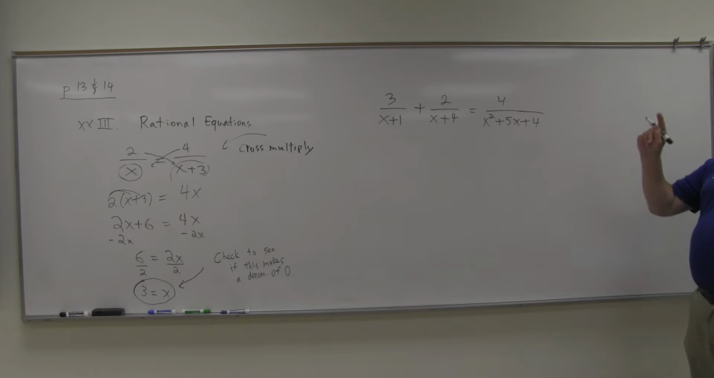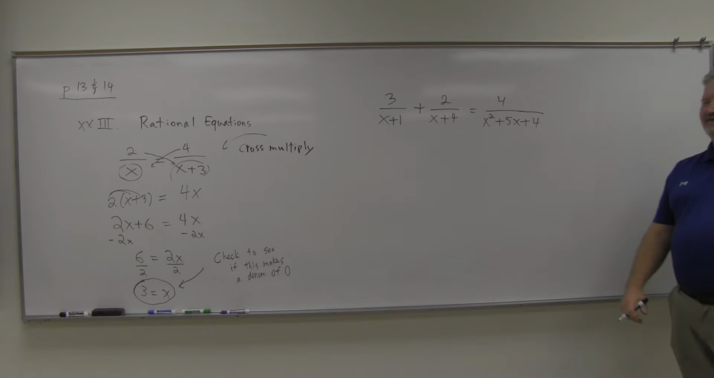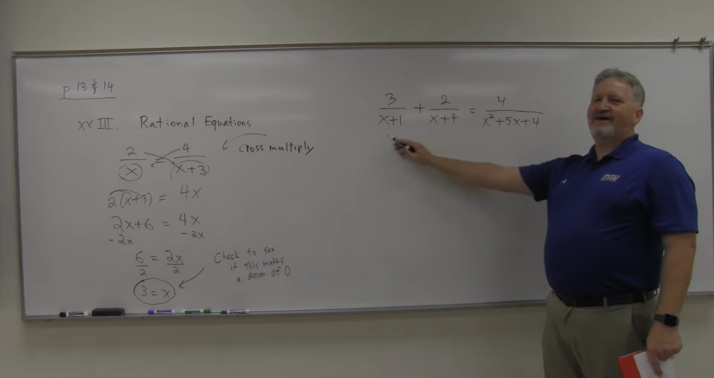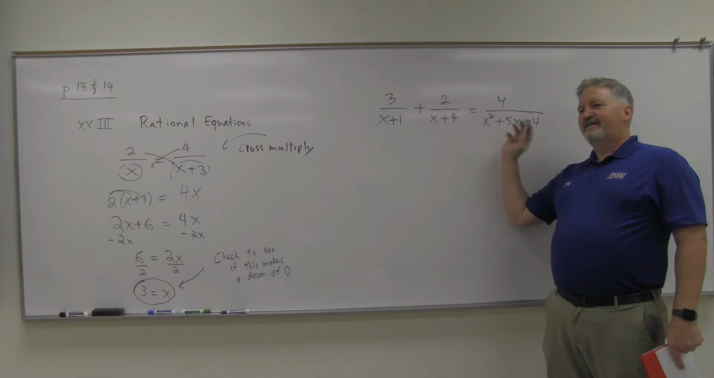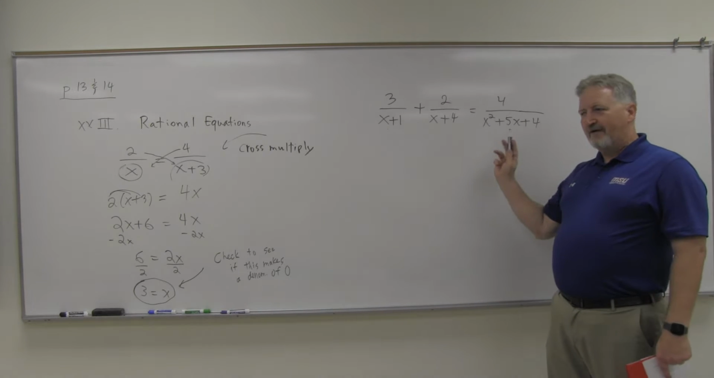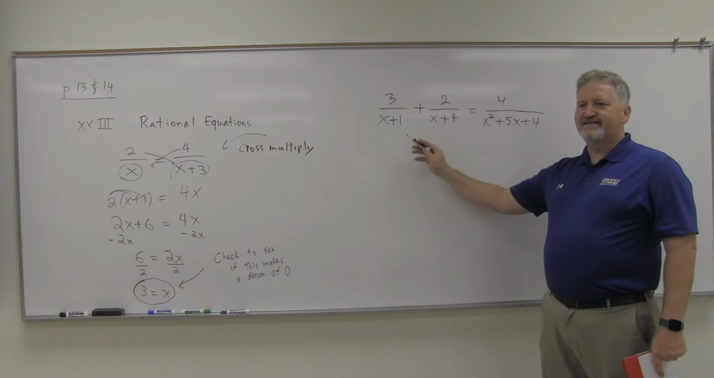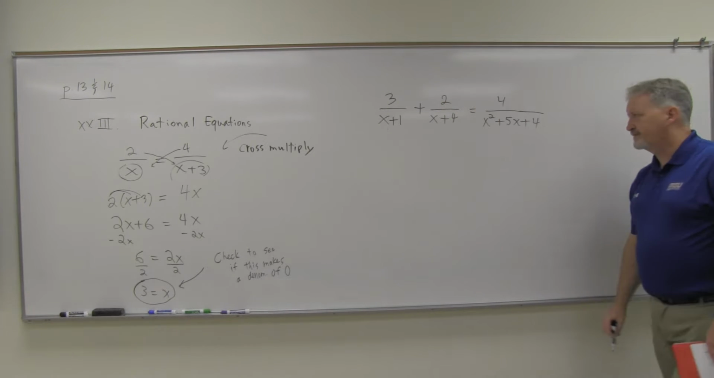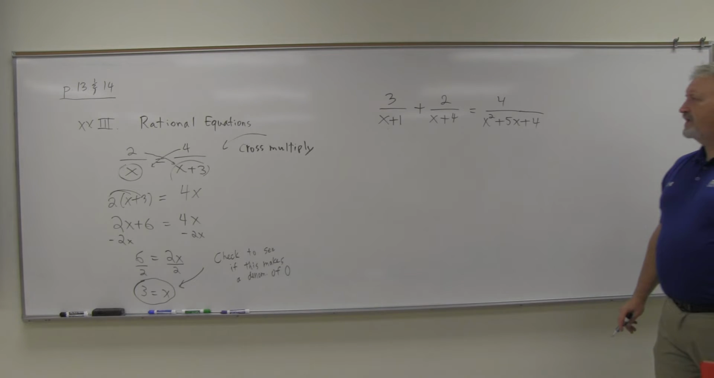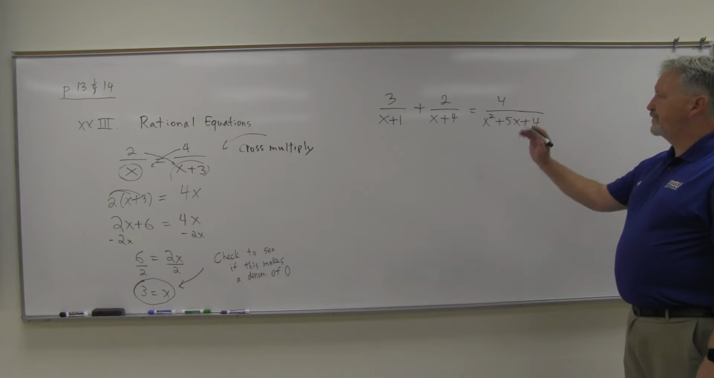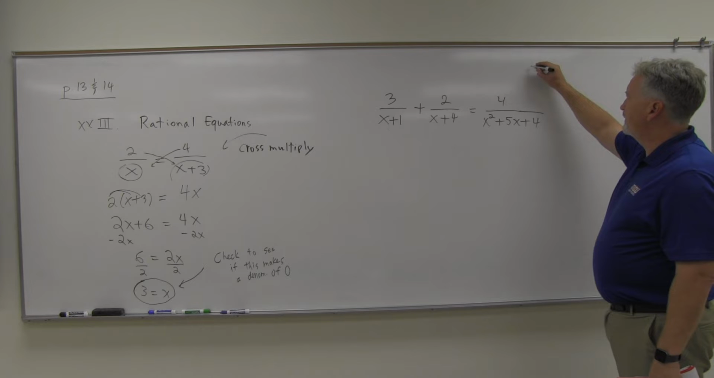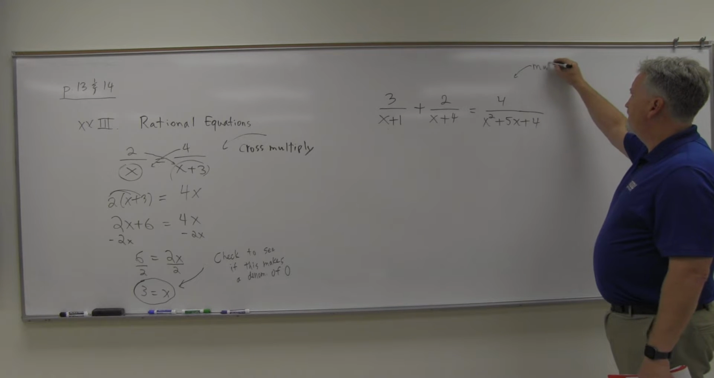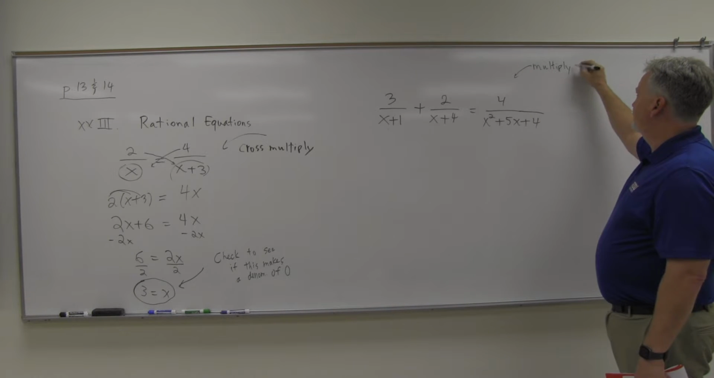So why isn't this one like that one? Well, you've got two fractions on this side instead of just one on each side. We've got one on this side, but two on this side, you see. And so cross multiplying, not so much, okay. So the way we do this one is we're going to multiply by the LCD on both sides.